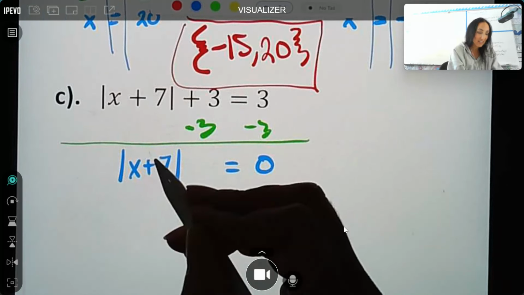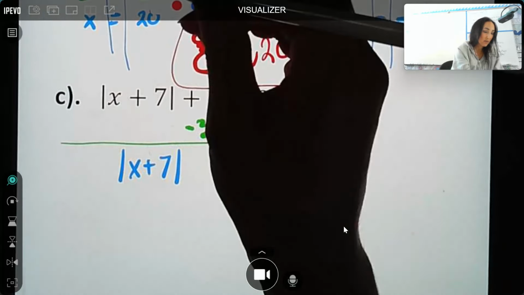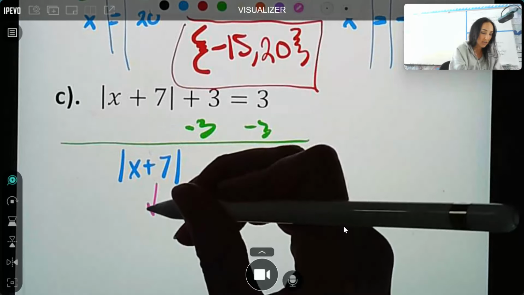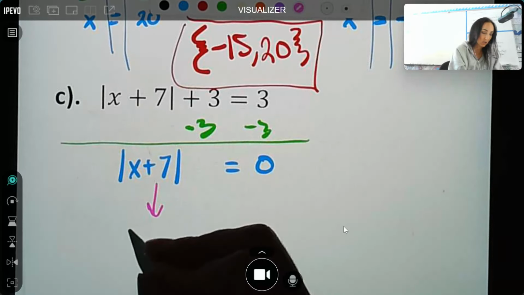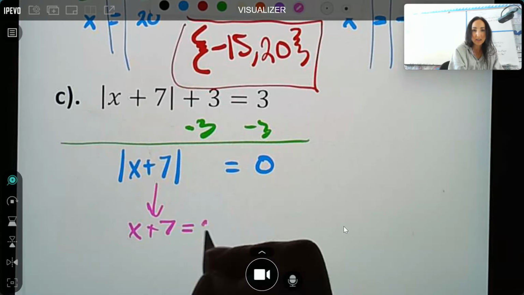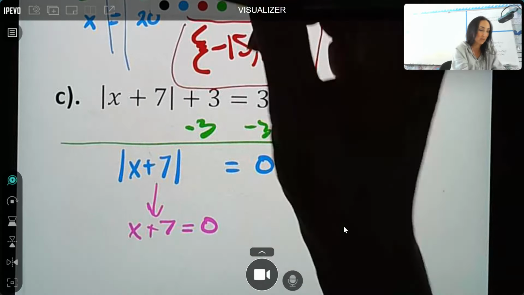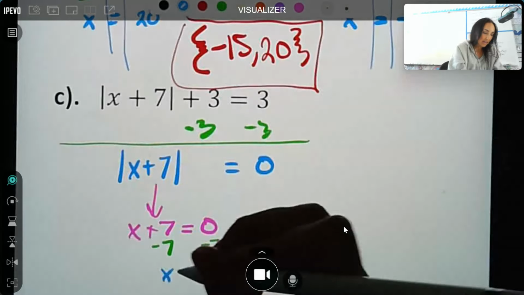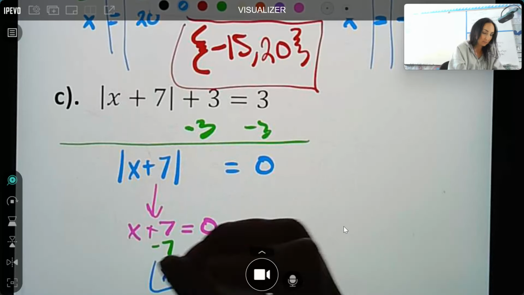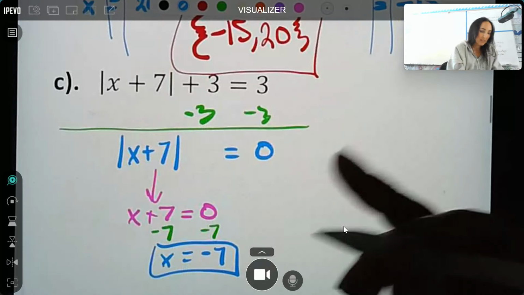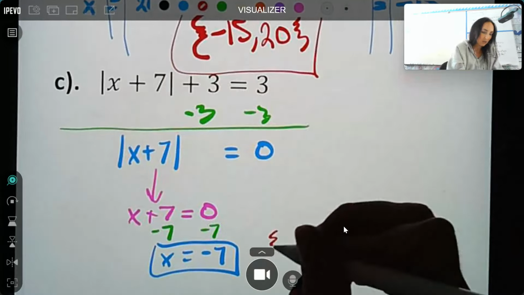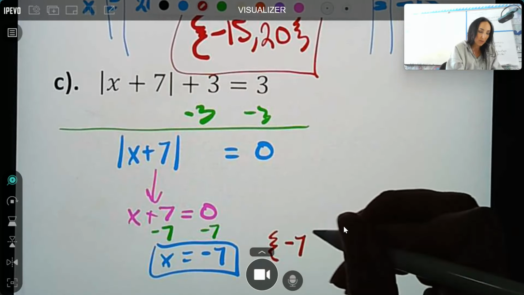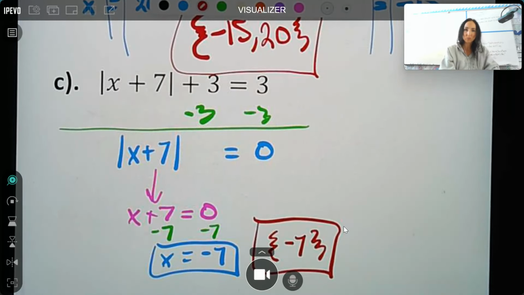Then the inside must have had to be equal to 0. So there's only one equation this time. It doesn't get split into 2. This is just going to be x plus 7 has to have equaled 0 for its absolute value to be 0. And then when I solve that equation, I get that x equals negative 7. So my solution set, if I wrote a solution set, it would just have one number in it, negative 7.